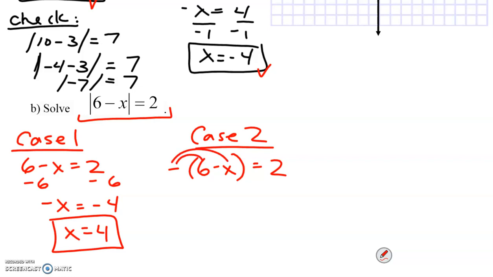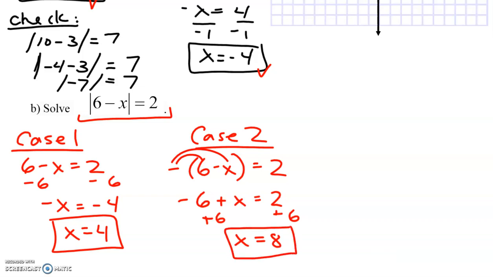That's one of my answers. On the other side here, that negative needs to get distributed. So we have negative 6 plus x equals 2. I'm going to add the 6 over, so it looks like x equals 8. So there I have two solutions. And again, as always, we do need to check because sometimes we will get extraneous roots.